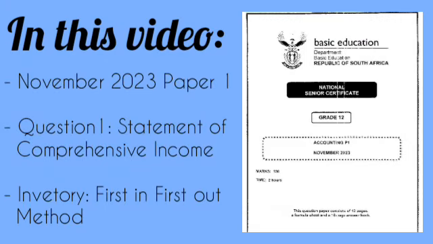In this video, we are going to be looking at the November 2023 paper 1, and we are going to be focusing specifically on question 1, which is about the statement of comprehensive income. This question is also an integrated question, meaning there are two topics that are combined into this one question, and the other topic is inventory systems, particularly the first in, first out method.